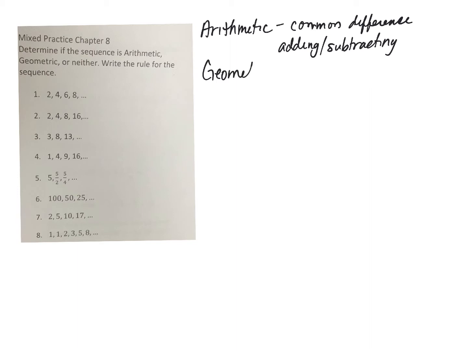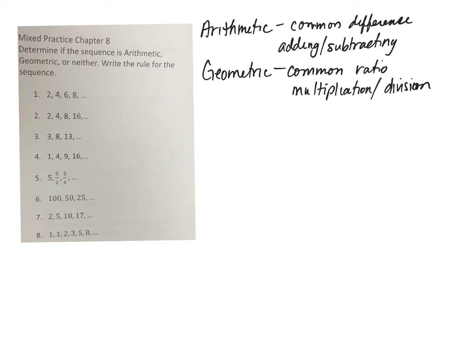The geometric has a common ratio, which looks like repeated multiplication or division, but we always talk about it in what we're multiplying. So if it's division, we talk about the fraction that we're multiplying by. Neither doesn't fit into either of those categories.